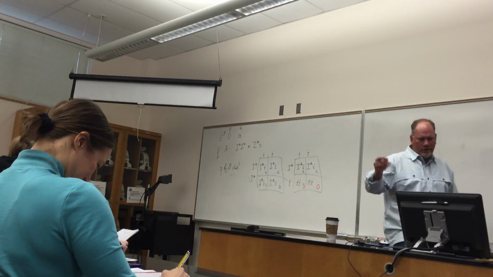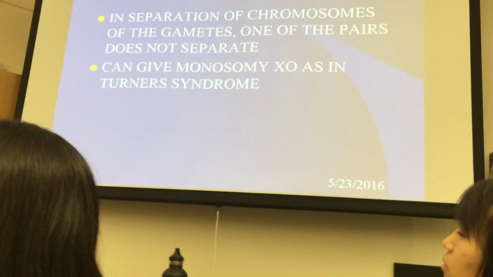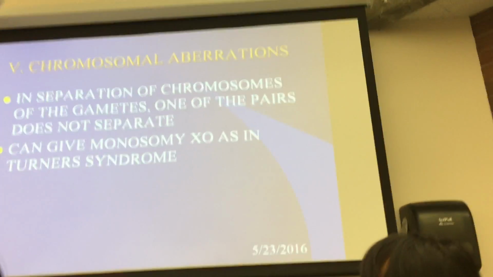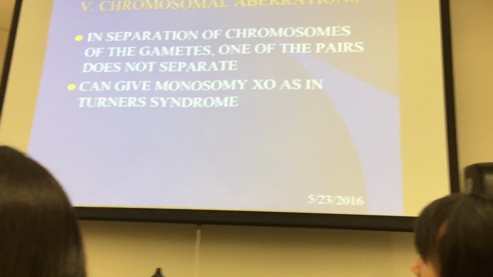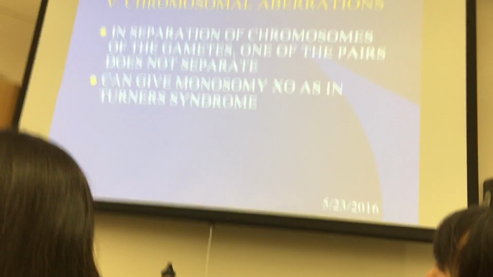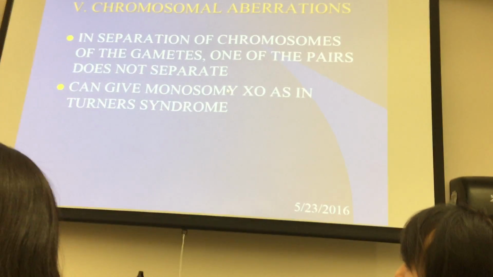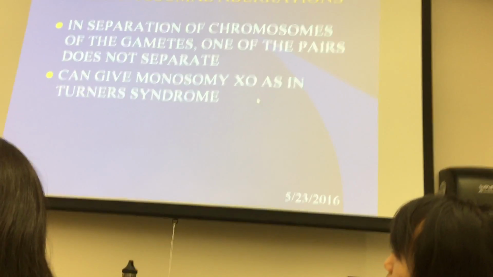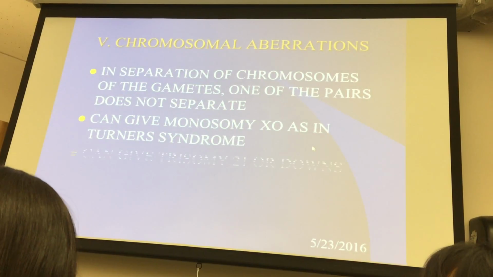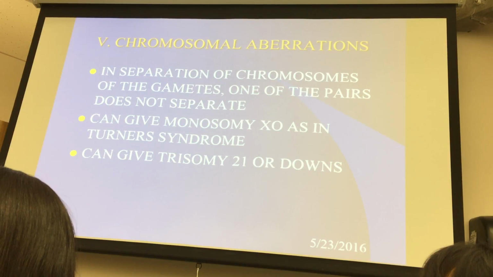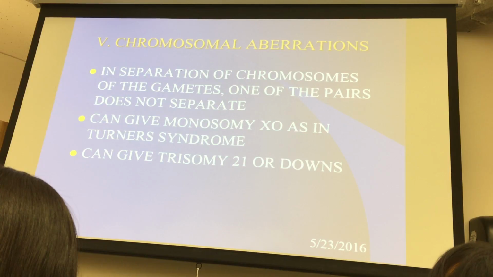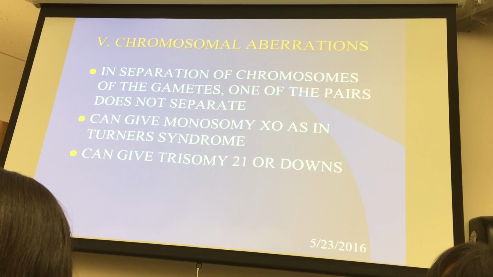Okay. Good. Chromosomal aberrations. Sometimes things don't work out perfectly. In separations of the chromosomes of the gametes, sometimes the pairs don't separate as they normally should. You get 24 or 22 in a sperm or an ovum. You get monosomy XO, as in Turner syndrome, that means 2n equals 45. You get trisomy 21, or Down syndrome, thank you, Shay. Trisomy 21 means there are 3 chromosomes at the 21 site. Normally we have 2, that's 2n equals 47. That's called Down syndrome.